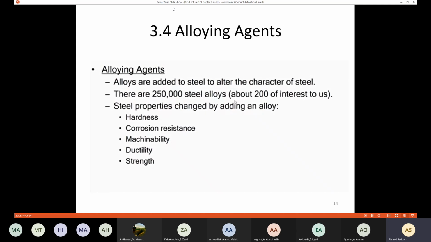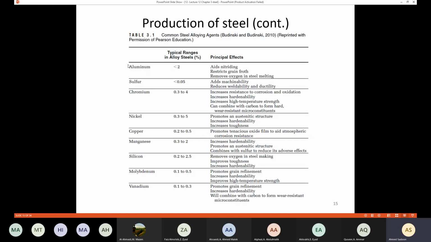By adding the alloying agents, here we have an example. If the percentage of aluminum is less than 2, then you are going to, for example, remove oxygen in the steel melting. You can have nitriding. You can restrict grain growth. For example, if you have silver, if it's less than 0.05, then you can add machinability. You can reduce the ductility, and so on.